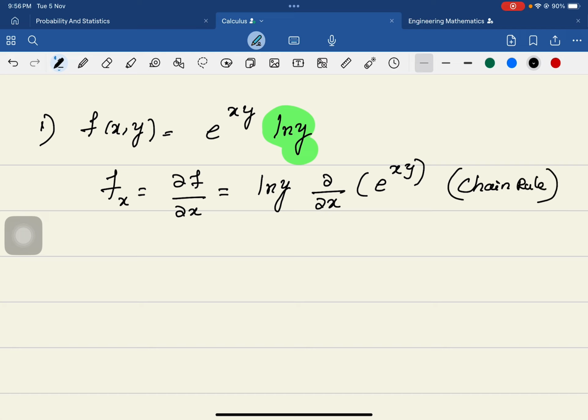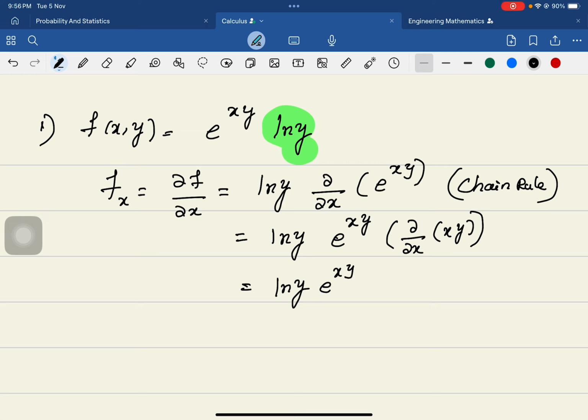Now again you need to use the chain rule here, that is ln y times dou by dou x of e raised to xy is e raised to xy times the partial derivative of xy. This is the chain rule we are using. So it is ln y times e raised to xy. Now what is the constant here? That is y. Derivative of x is 1. I hope you could understand. So therefore, the function fx is y ln y times e raised to xy. This is the partial derivative of the function f with respect to x.